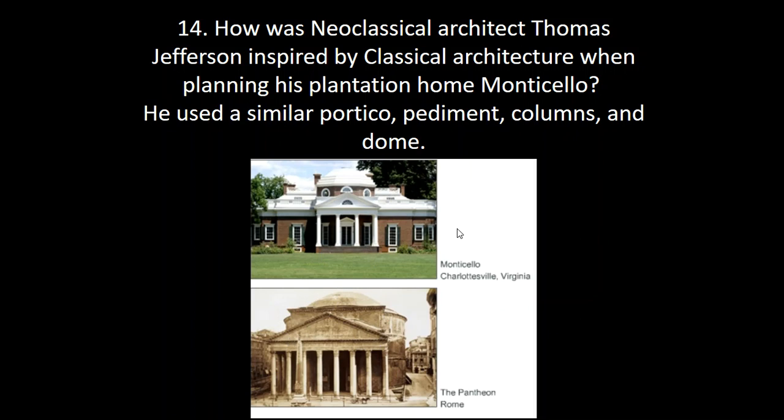That's a portico. And the pediment is that triangular area there. There's your pediment. You have a pediment in each one. Columns. We have columns. And then the dome. There is the dome in each of them. So that is where he got his influence. Thus the name Neo, New, Classical.